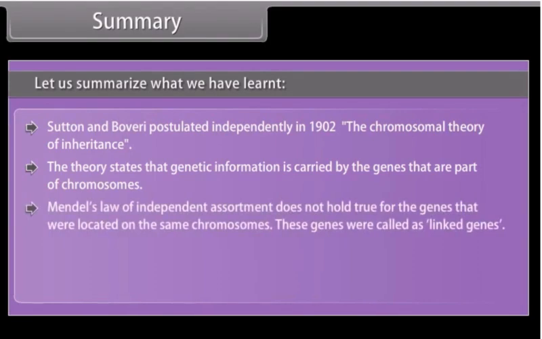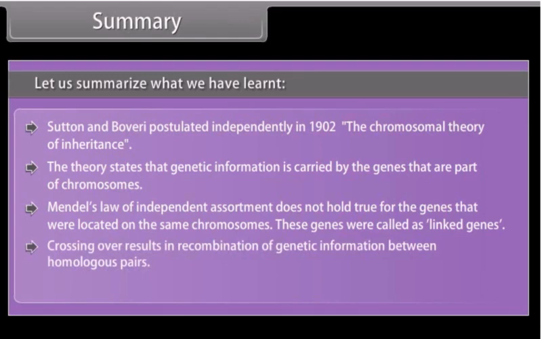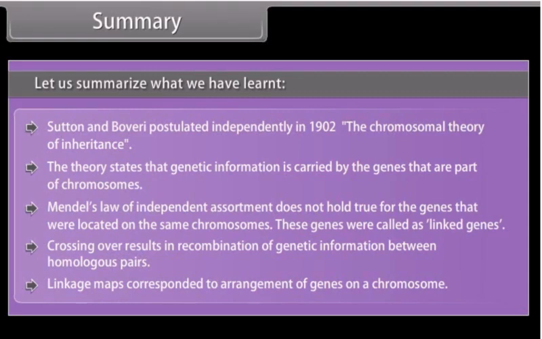Mendel's law of independent assortment does not hold true for genes located on the same chromosome. These genes are called linked genes. Crossing over results in recombination of genetic information between homologous pairs. Linkage maps correspond to the arrangement of genes on a chromosome.